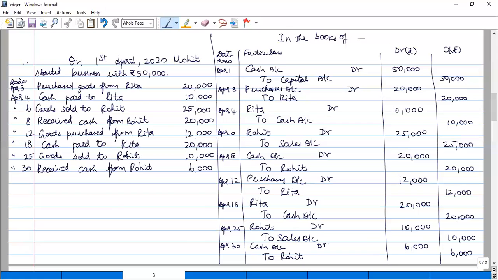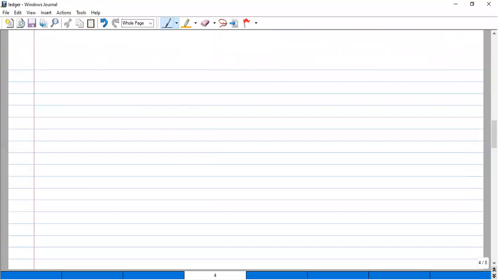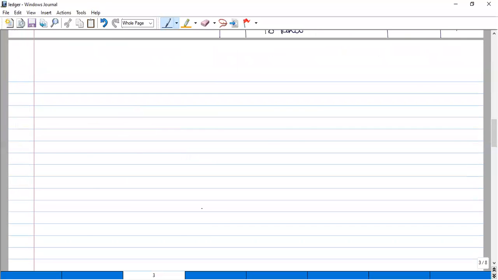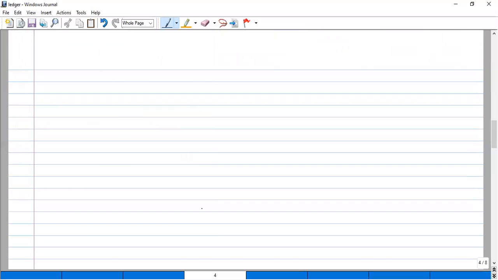Now we are going to see how to post these transactions or journal entries into respective ledgers. Just see what is the first transaction. It is cash account debit to capital account. So what we have to do here is open the cash account and the capital account.